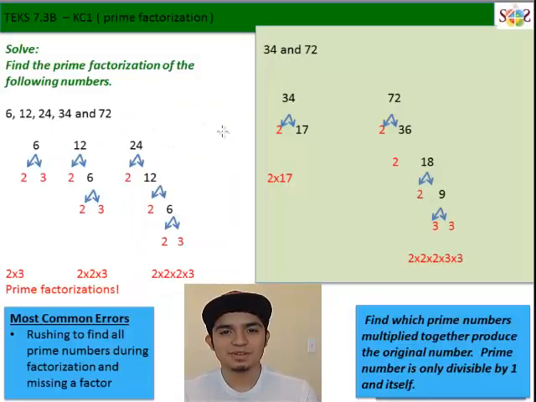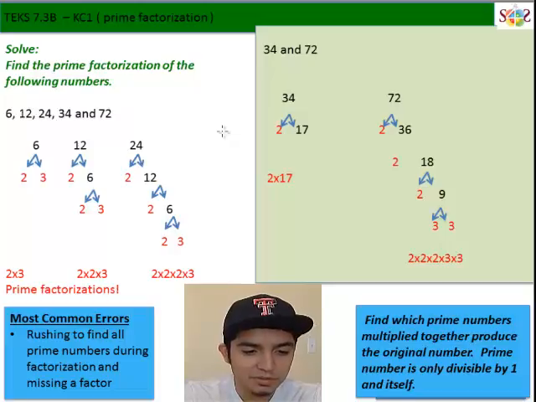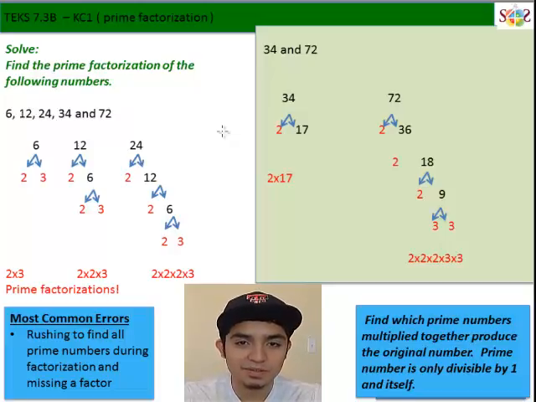Hello, my name is Herman, and today we'll be going over prime factorizations. So today we have the numbers 6, 12, 24, 34, and 72, and we're going to be finding their prime factorizations.